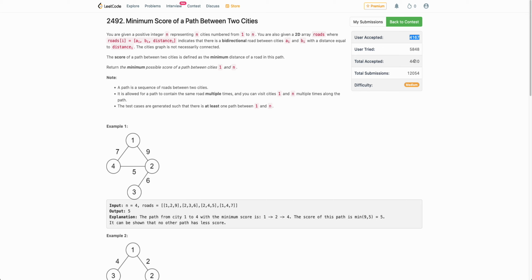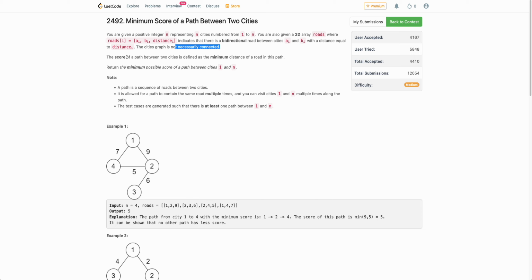Okay, so let's start. The problem states that you are given a positive integer n representing n cities from 1 to n, and you are given some roads between the cities. Each road connects two cities AI and BI. The road is bidirectional, and the distance of the road is also given to us. So in essence, we are given a graph having n nodes. The graph may not be connected, and the edges of this graph are weighted. Like there is a weight on each of these edges.